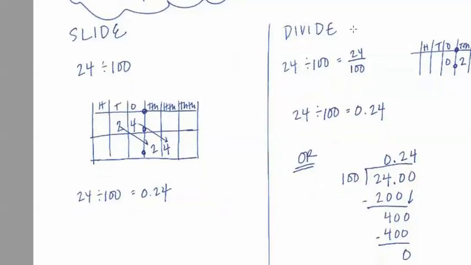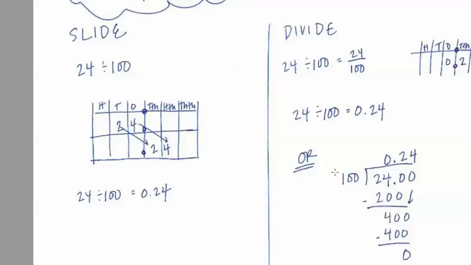Okay, I'm gonna go back over to the slide method. If I had 24, I have 2 tens, 4 ones. I'm dividing it by 100. That means I'm sliding to the right 2 place values. That means my ones now slide into my hundredths spot, my 10s slide into my tenths. We're moving 2 place values, so I end up with the same answer.